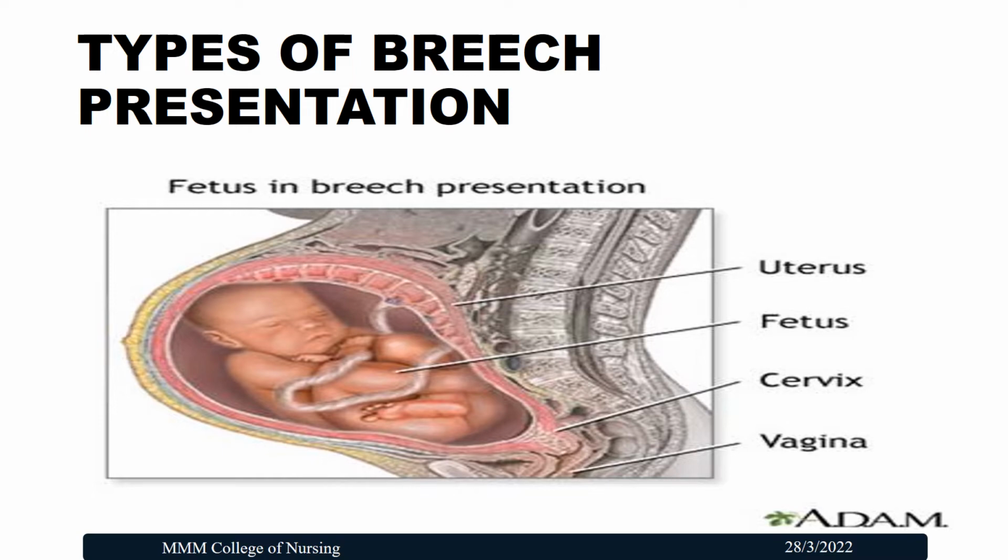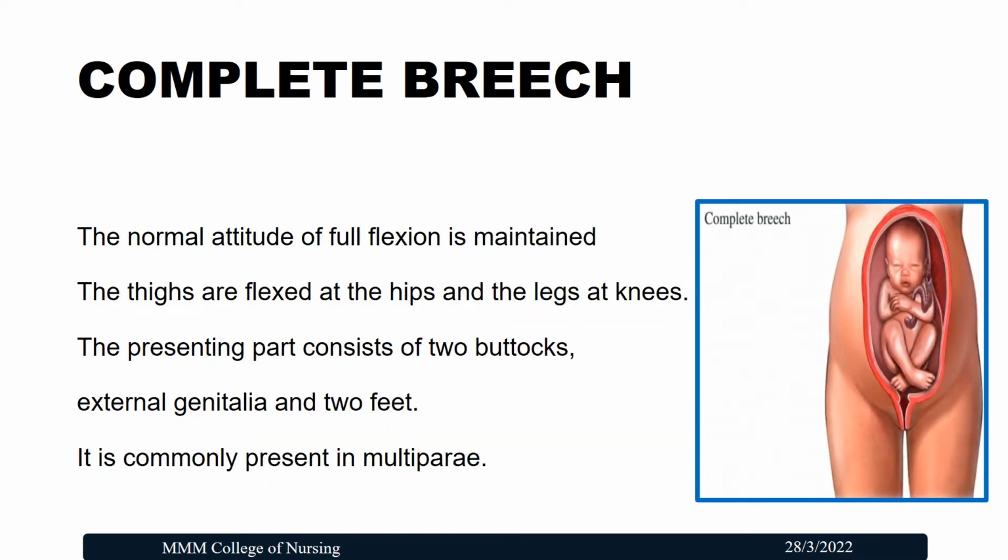Now we are going to see about the types of breech presentation. The first type is complete breech. The normal attitude of full flexion is maintained. The thighs are flexed at the hips and the legs at the knees. The presenting part consists of two buttocks, external genitalia, and two feet. It is commonly present in multipara.